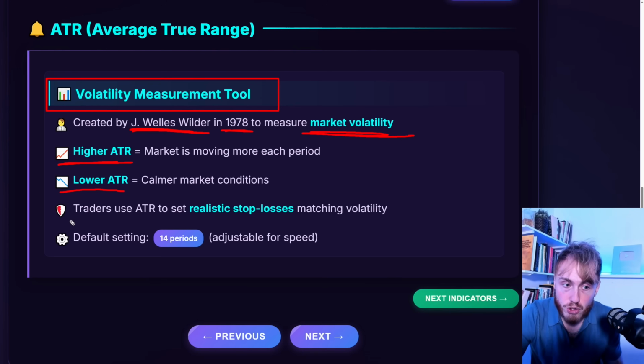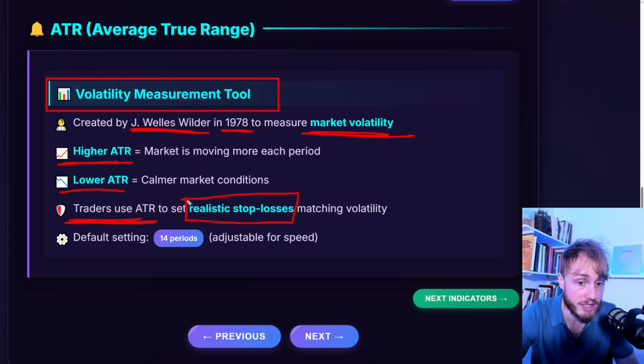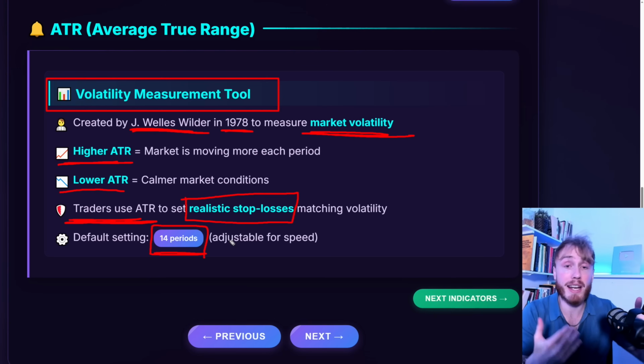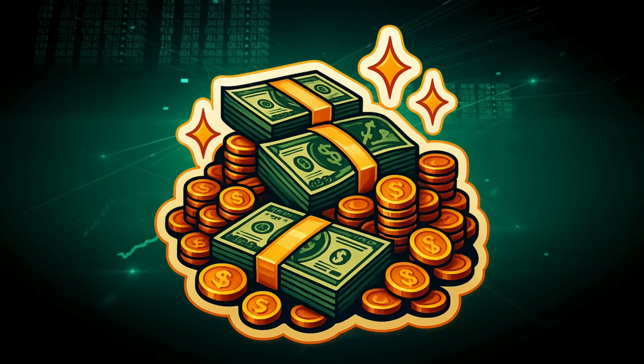And traders use the ATR, for example, to set realistic stop losses. But as I said, you can also use the ATR to find your target levels, and there are many more use cases as well. When it comes to the settings for the ATR, the standard setting here is to use 14 periods. This right here is the exact same standard setting as the RSI, but we can adjust the length, and we can also change some other ATR settings to potentially improve the indicator and as a result make more money.